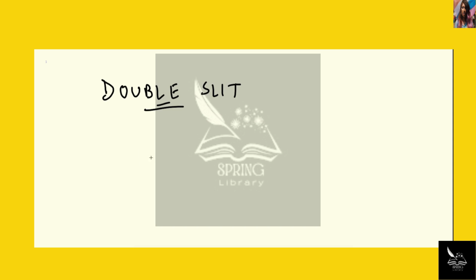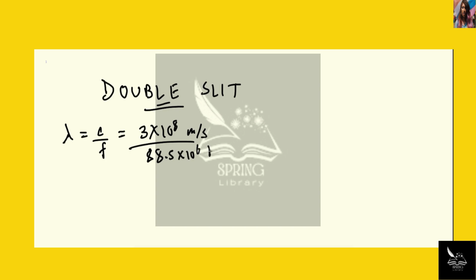So the first step is to find the wavelength of the broadcasting signal, which is just the speed of light over the frequency. The speed of light is 3 times 10 to the 8 meters per second, and the frequency is 88.5 megahertz, so it's 88.5 times 10 to the 6 hertz, giving us a wavelength of 3.39 meters. Note that this is much higher than the visual wavelengths in the nanometers, so this is in the radio.